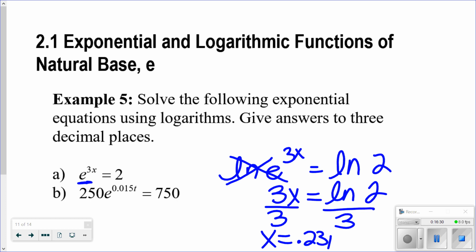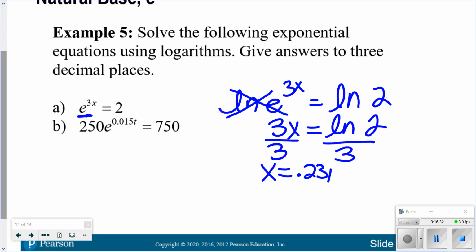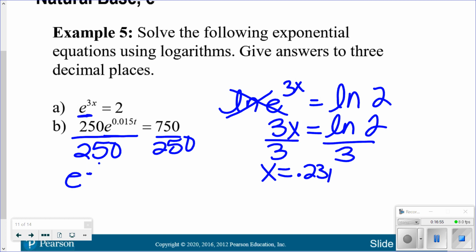All right, on part B, this time our exponential isn't isolated. This piece is your exponential. We need to divide that 250 off both sides before we can start. I cannot apply a natural log to both sides until I divide that off. So we're going to divide both sides by 250. So we're going to have e to the 0.015t equals, looks like 3.